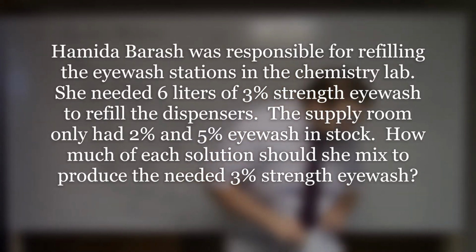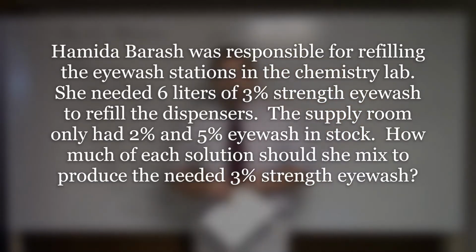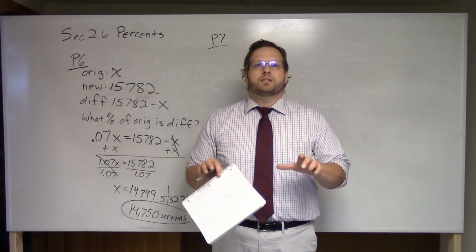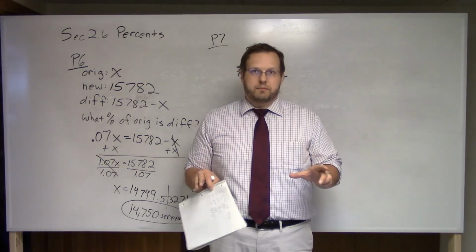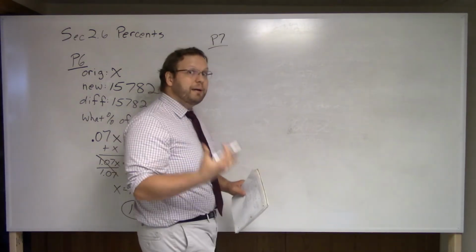Okay, and it reads, Hamida Barash was responsible for refilling the eye wash stations in the chemistry lab. She needed 6 liters of 3% strength eye wash to refill the dispensers. The supply room only had 2% and 5% eye wash in stock. How much of each solution should she mix to produce the needed 3% strength eye wash? Okay, so for something like this, read through it once. Again, there was a lot of numbers there. I just want to know that we're mixing. That's the bottom line.